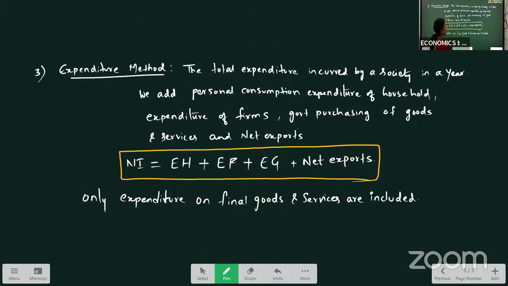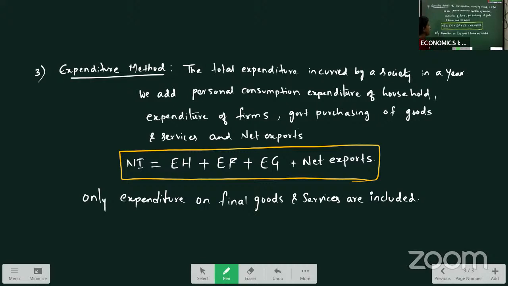Next method we have, that is expenditure method. Expenditure, the total expenditure incurred by a society in a year. We add the personal consumption expenditure of household, expenditure of firms, and government expenditure. Means government is also purchasing goods and services. And net export, only exports are included here, not import. You have to remember that one.